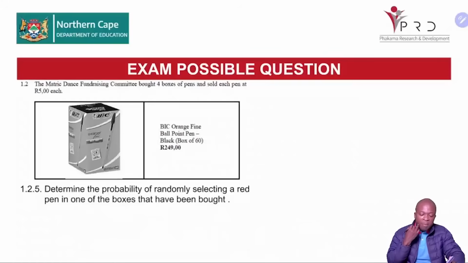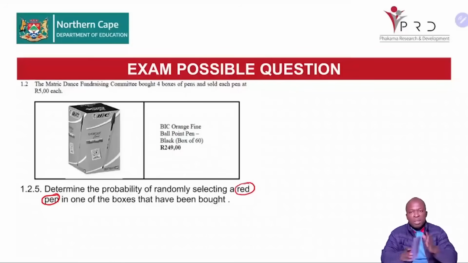It says determine the probability of randomly selecting a red pen. So they're asking you, what is the chance of selecting a red pen from one of the boxes? Which color did we buy? We bought black. Okay, but now they're asking, is there a possibility that we are going to get a red pen from the boxes? No, because we never bought a red pen.